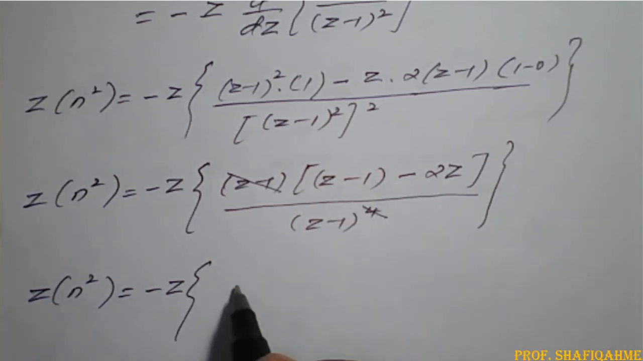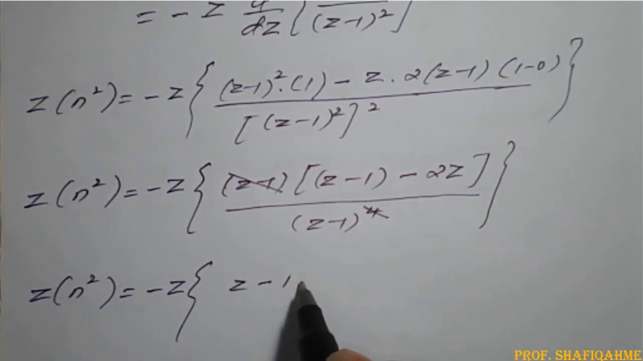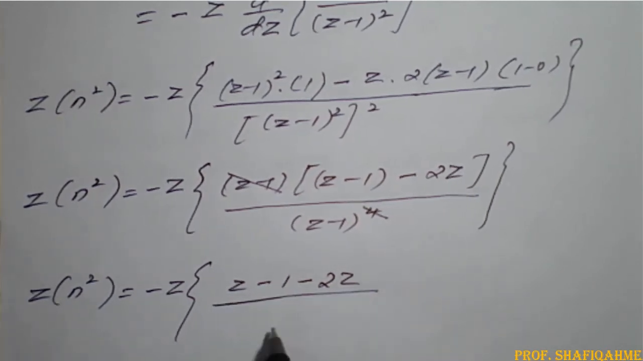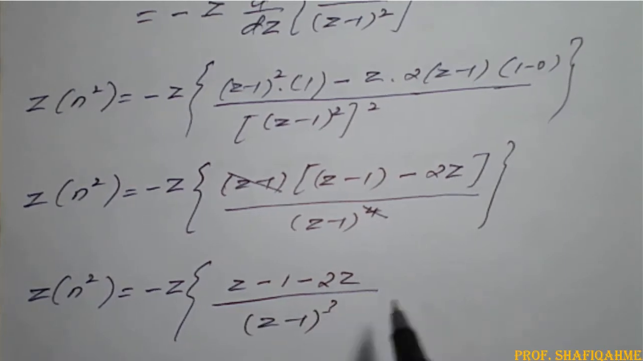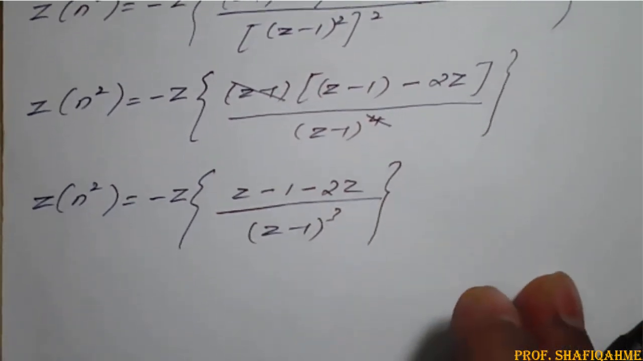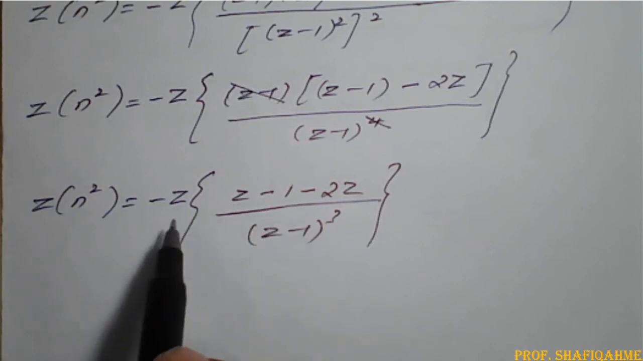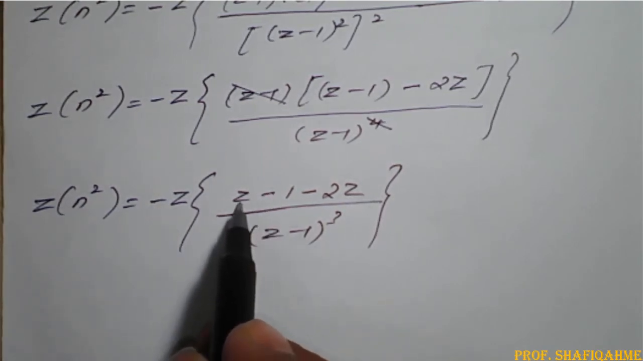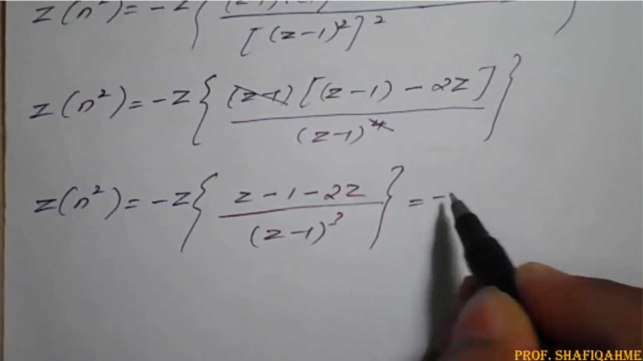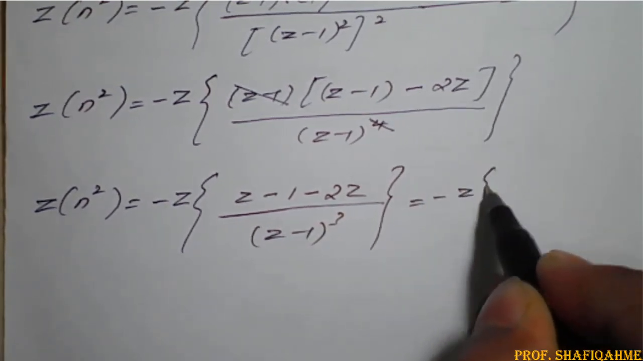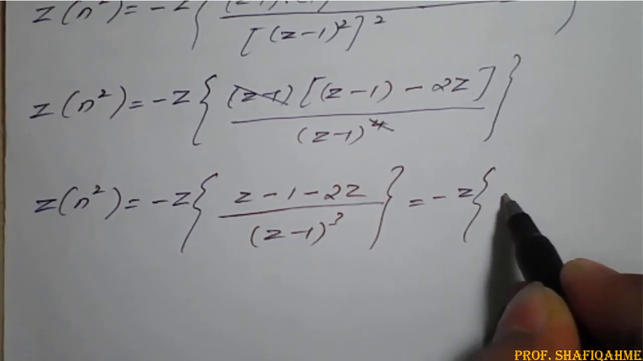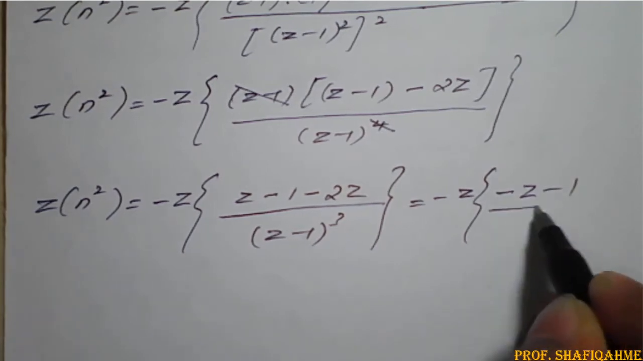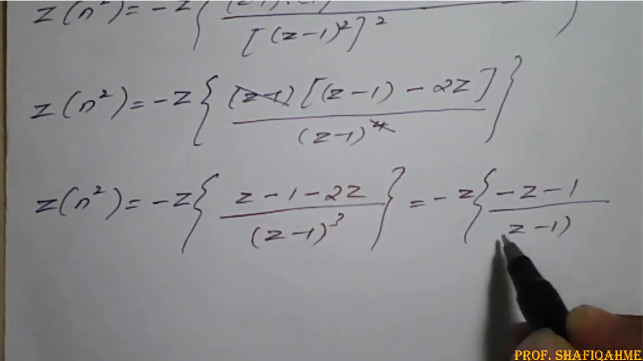So if you open the bracket, z minus 1 minus 2z divided by z minus 1 whole cube. Which is nothing but, on simplification and on multiplying this minus z, so this plus z and minus 2z, what happens here? So z of, so it is minus z minus 1 divided by z minus 1 whole cube.